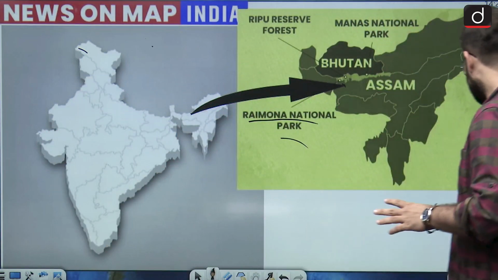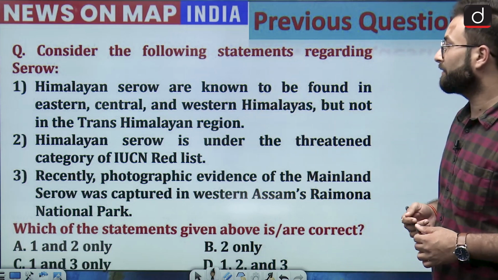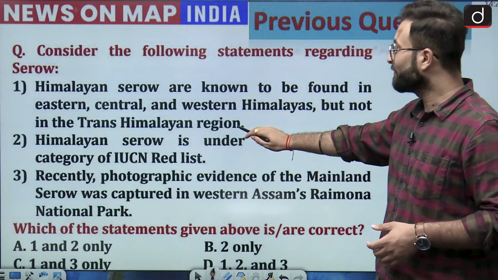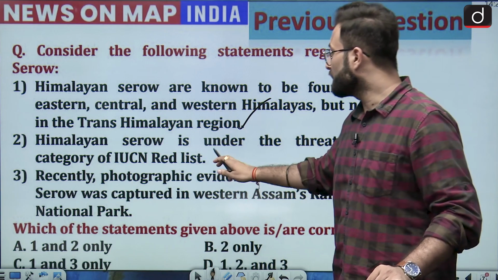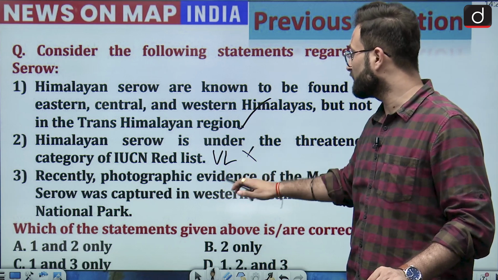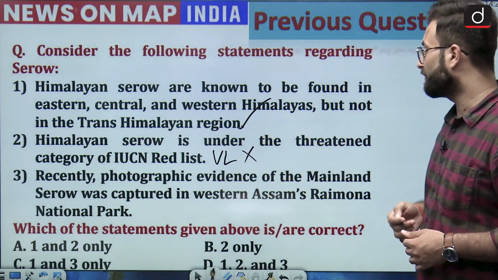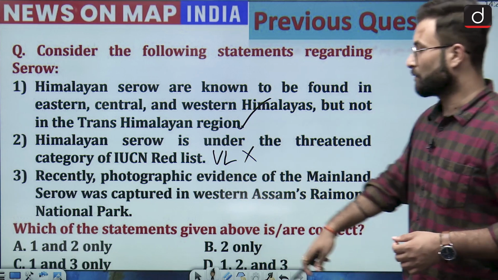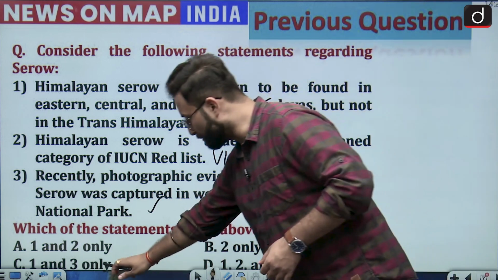Now coming to the answer part, here you will see Himalayan Shiro are known to be found in the eastern, central and the western Himalayas but not in the Trans Himalayas. This is correct. Himalayan Shiro is under the threatened category of IUCN. It is under vulnerable, so that is incorrect. Recently photographic evidence of the mainland Shiro was captured in western Assam's Raimona National Park, so this is correct. So you can say that 1 and 3 is your right answer. Option C would be correct over here.